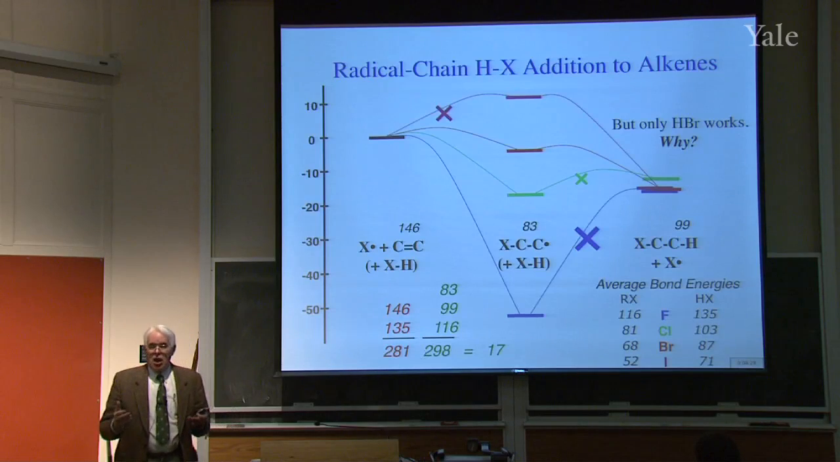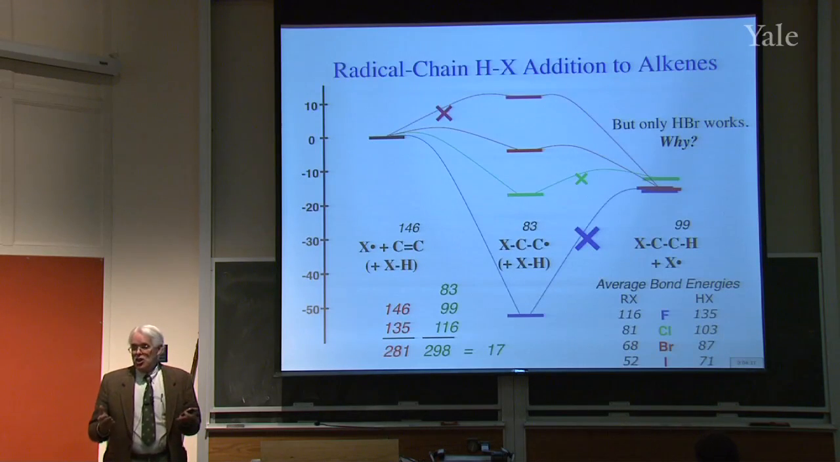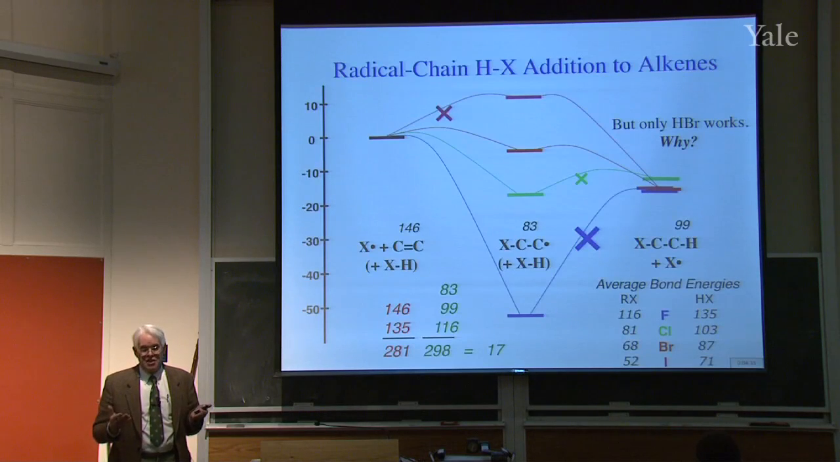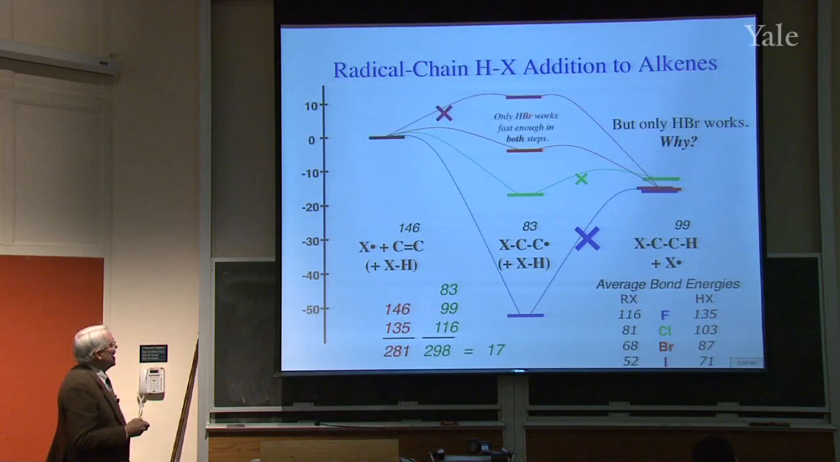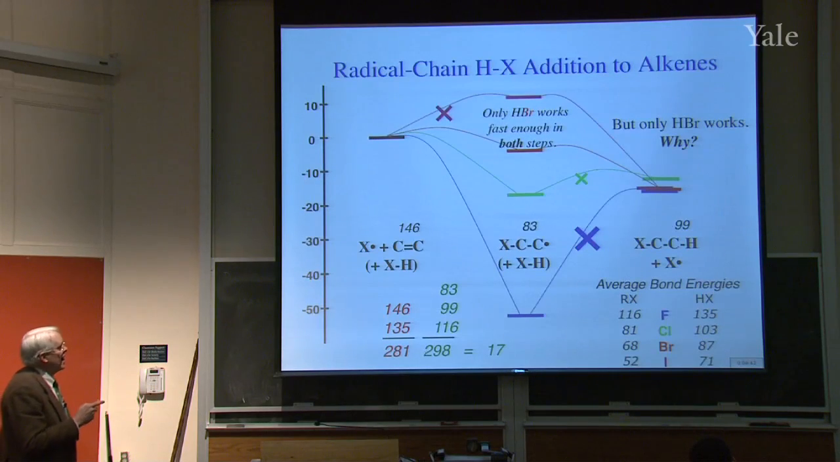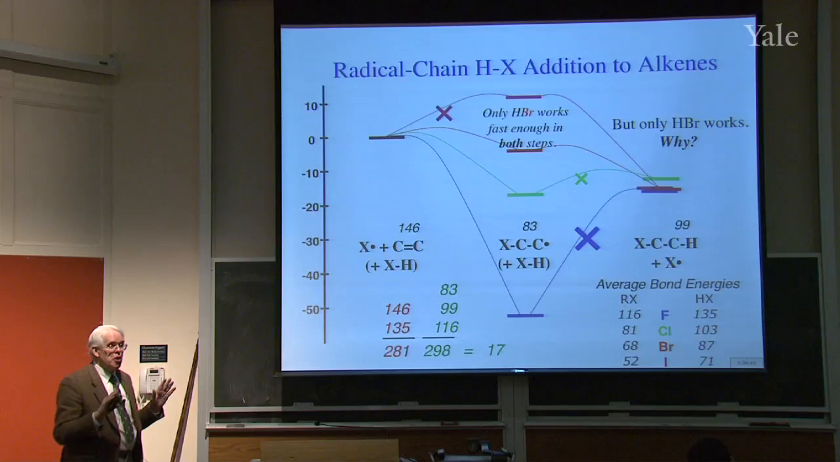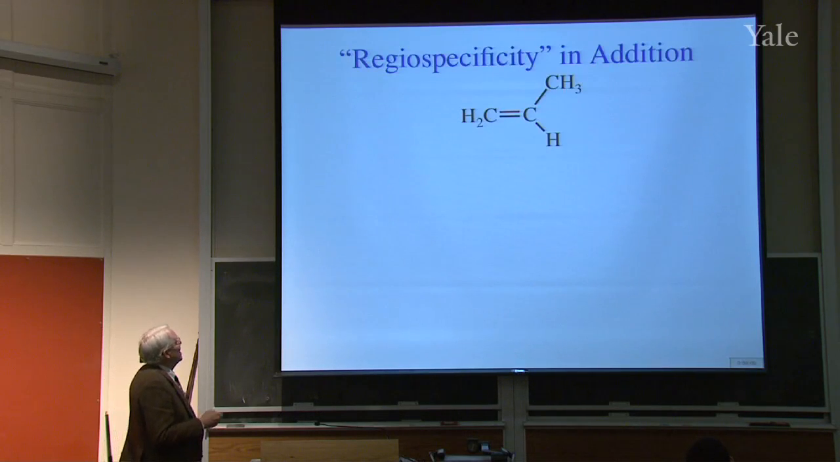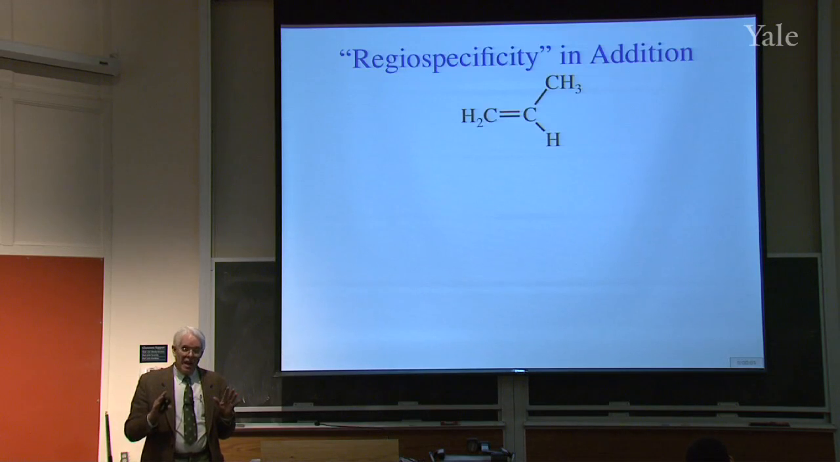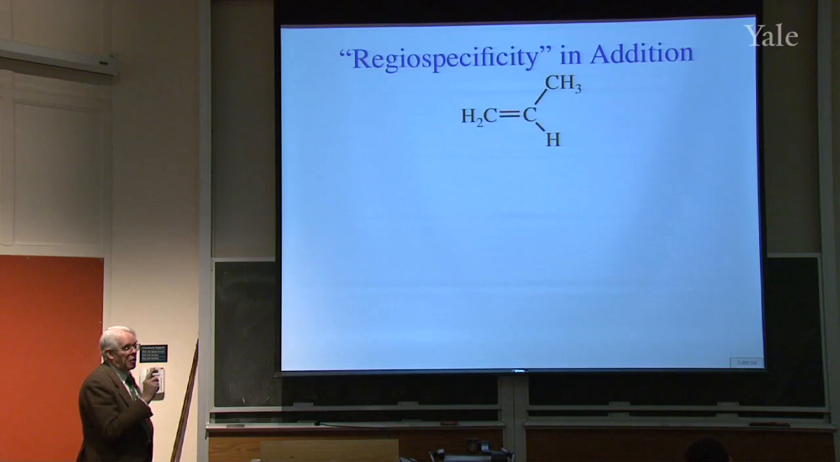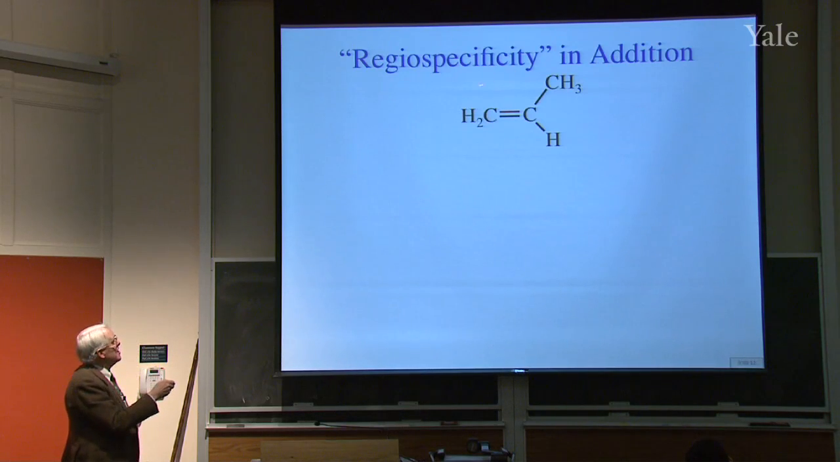Now you might say, okay, we'll do the others, we'll just wait longer, okay? It won't be as fast because one or the other of the steps will be slow. We'll just wait. But you can't do that with free radical reactions. Only HBr works fast enough in both steps, and you need both steps to be fast. Now, we're going to get to discussing what would happen otherwise if both steps aren't fast in just a minute. But first I want to comment on one other aspect of addition to the alkenes, what's called regiospecificity.